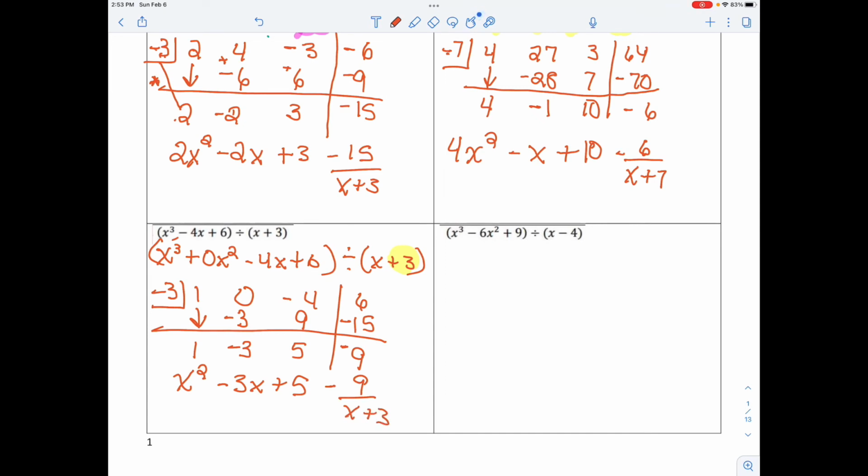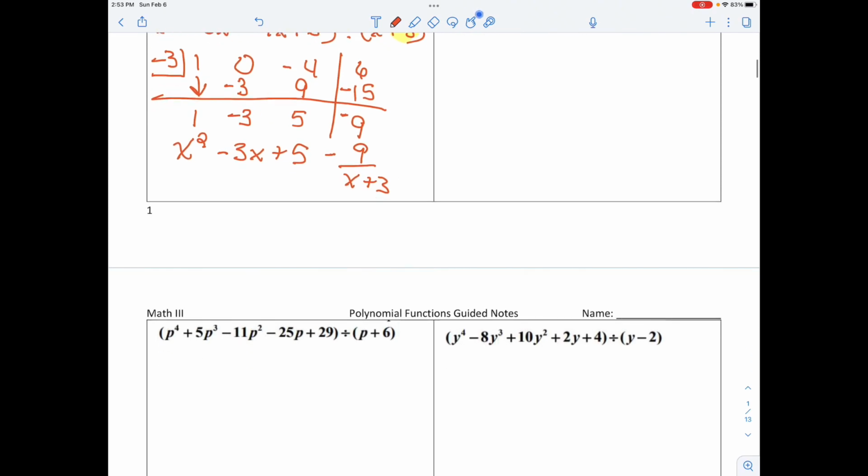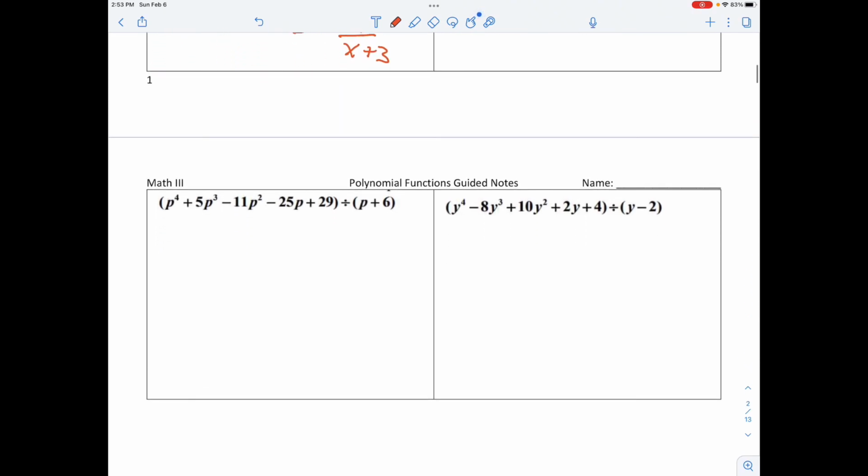Okay? Now let's go and do one where we have x to the 4th, a bigger power, which is exactly the same thing. We're going to do it the exact same way. We're going to take negative 6, give it its own little house, take the coefficients of the dividend, we're going to drop the 1 and make room for our remainder. So multiplying, we get negative 6 times 1, which is negative 6. Adding, we get negative 1.